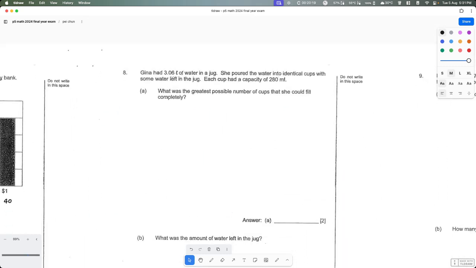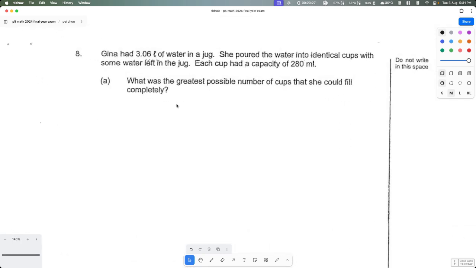Okay, let's move on to question number 8. Question number 8 says, Gina had 3.6 liters of water in a jug. She poured the water into identical cups with some water left in the jug. Each cup had a capacity of 280 milliliters. What's the greatest possible number of cups that she could fill completely?